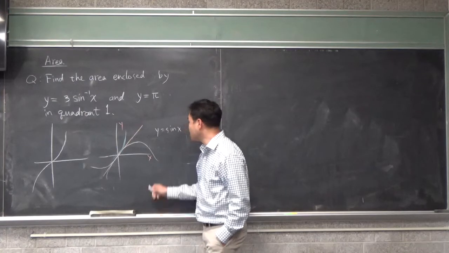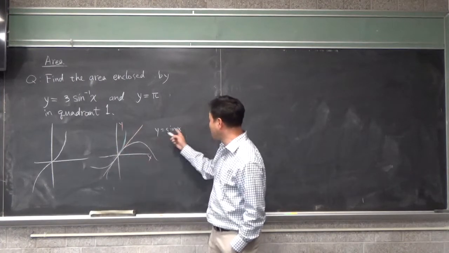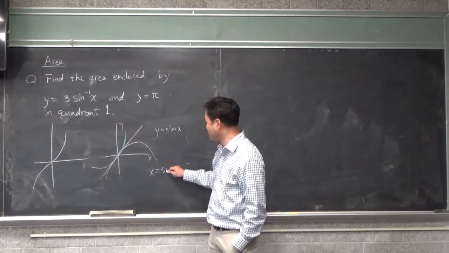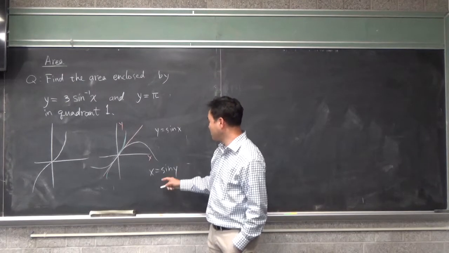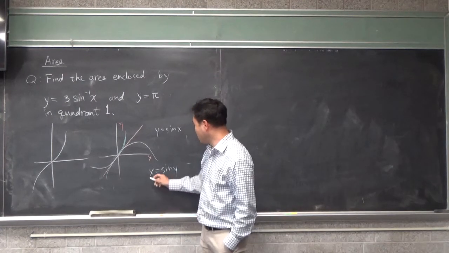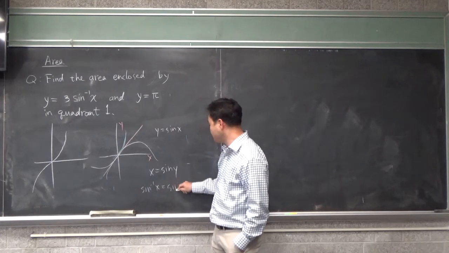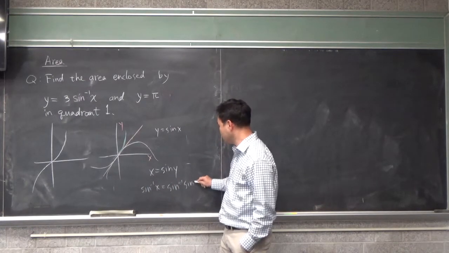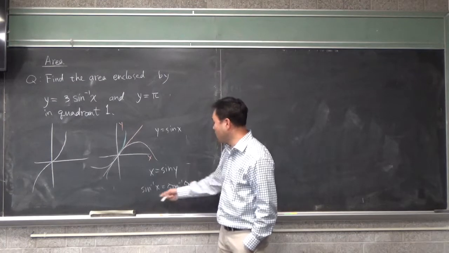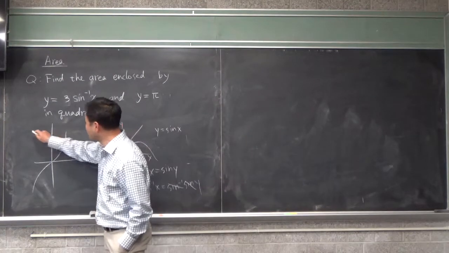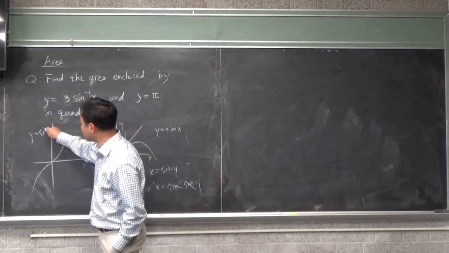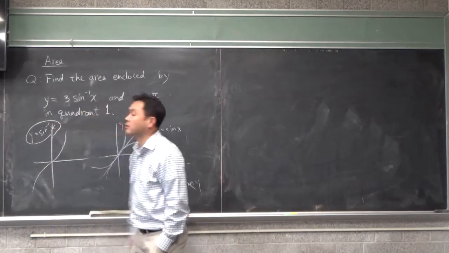And the reason I say this is what's happening is because if you switch x and y, you have x equals sine of y. And if you solve this for y by taking sine inverse of both sides, then these cancel and you get y equals sine inverse of x. So this is really the graph of y equals sine inverse of x.